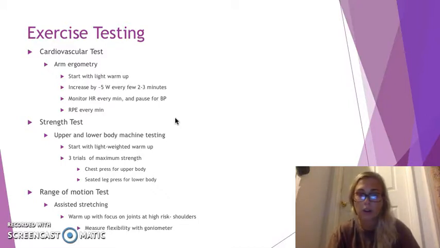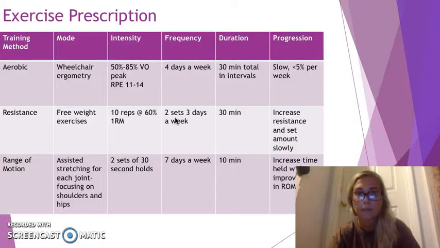So warm up with a focus on his joints that are at high risk, which are his shoulders, from using that wheelchair so much and propelling himself. And measure that with the goniometer. Make sure he's healthy or needs improvement.